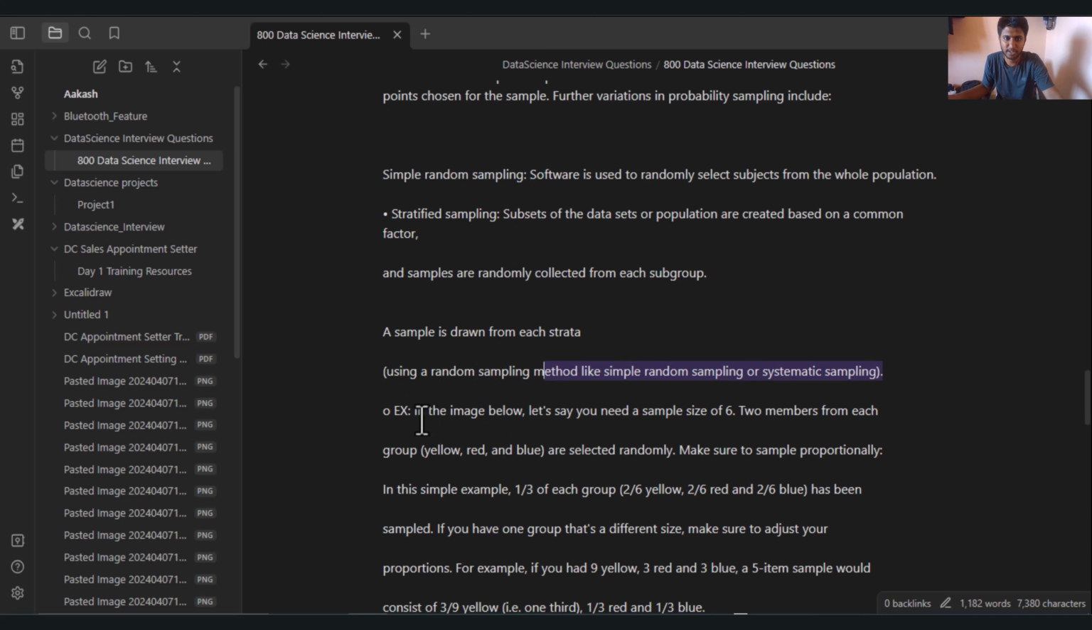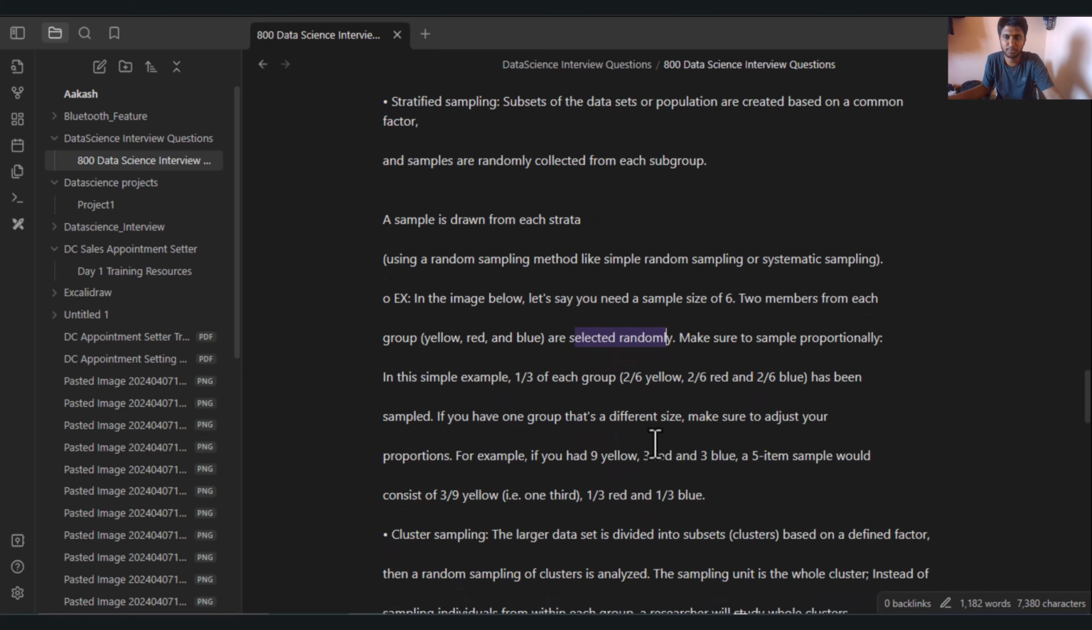In the image we have this example. Let's say you need a sample size of 6. Two members from each group, red, yellow, and blue, are selected randomly. So make sure that you sample proportionally.